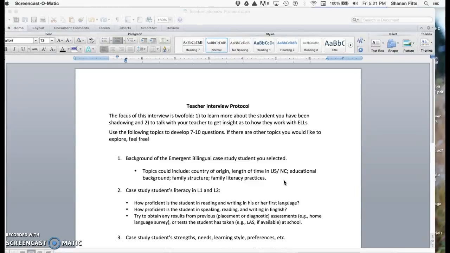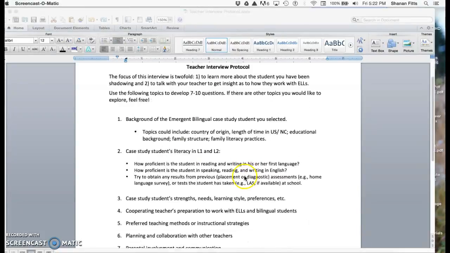So the purpose of your interview is to learn more about your English language learner case study student, as well as to learn about your teacher's preparation for working with English learners and their approach to working with English language learners. So the protocol worksheet that I provided for you just gives topics, and then you and your partner that you're in your practicum classroom with need to develop questions that you want to ask the teacher.